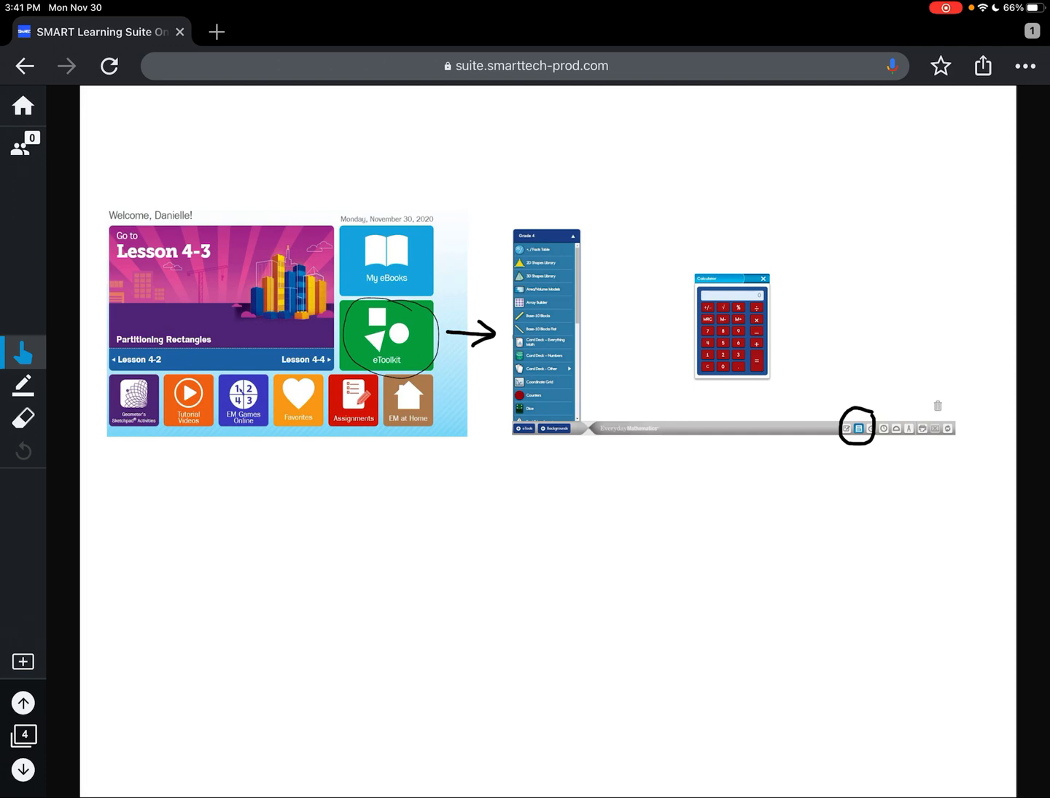Before we get started with the actual problems in our journal, you're going to need to open another tab and go to the Everyday Math website. Then you'll click on the e-toolkit, which is the green button, and then you'll find the calculator, which I've circled here at the bottom. We're going to use the calculator today to be able to actually solve these larger problems after we make our estimates. So you need to make sure you have your calculator ready and available.